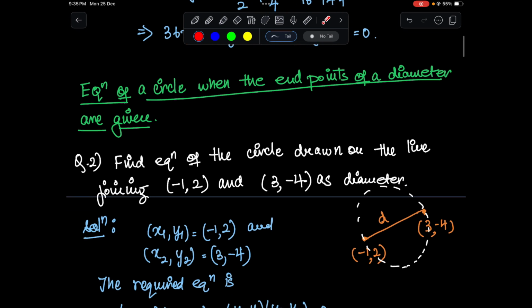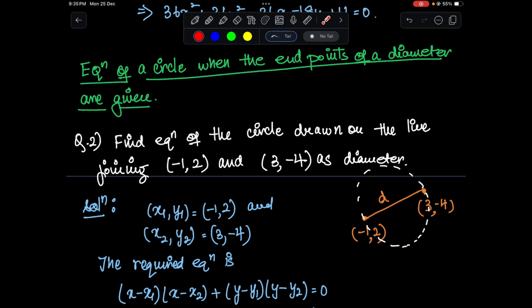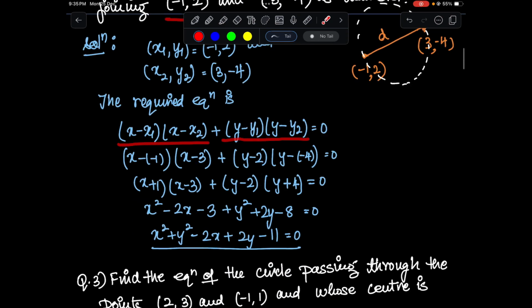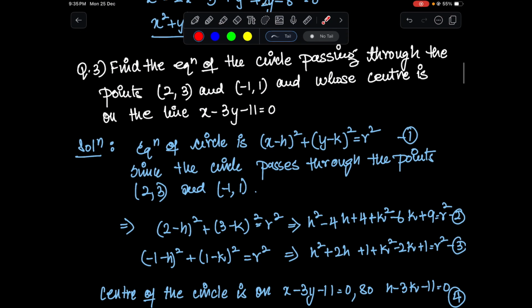Next one was to get the equation of a circle again, using the endpoints of a diameter, which was very direct: (x minus x1)(x minus x2) plus (y minus y1)(y minus y2) is equal to 0. The next one is we have to find the equation of a circle with some conditions being given.